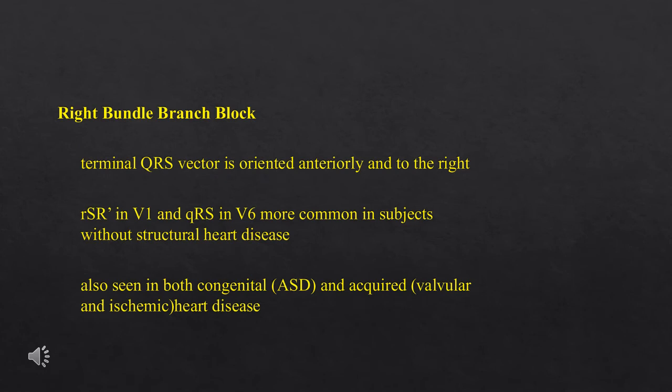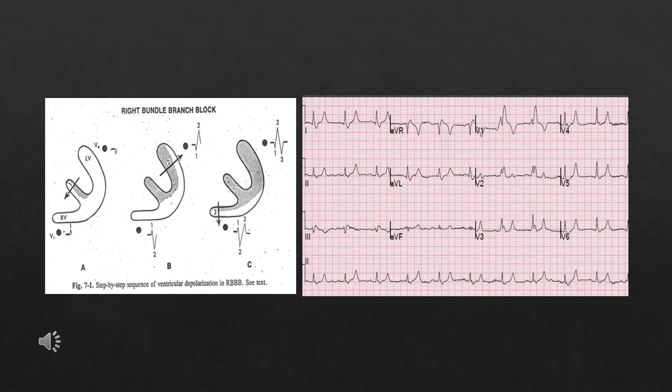Right bundle branch block is characterized by a QRS vector oriented anteriorly and to the right. The ECG pattern of RSR' in V1 and QRS in V6 is common in subjects without structural heart disease, but it can also be seen in patients with congenital ASD and acquired valvular or ischemic heart disease. This is an ECG example of a complete right bundle branch block.